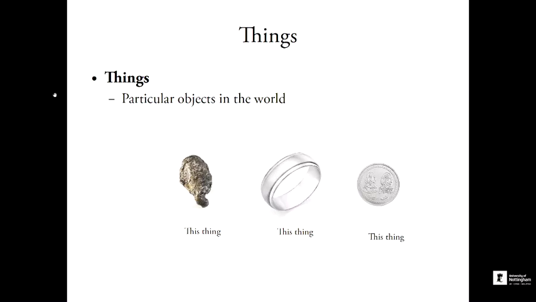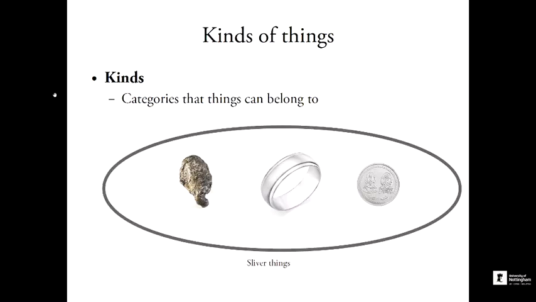Imagine that on the table in front of you are three things: a silver nugget, a silver ring, and a silver penny. Think of these as particular things, actual objects in the world. Now, when you think about these things, you can class them together. You can group them together as a kind. They are all silver things. So this particular nugget is a thing, but together they are silver things, and silver things is a kind.